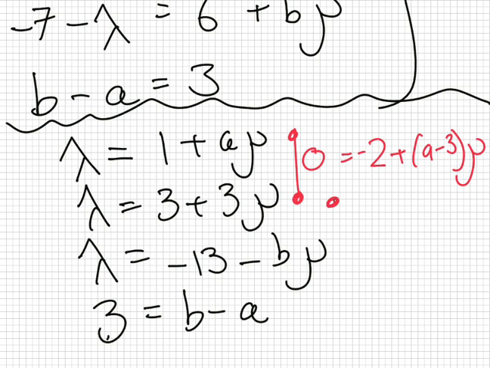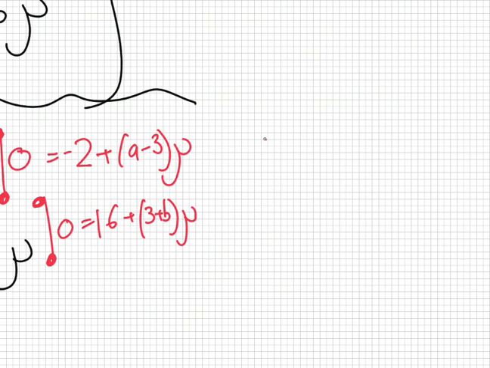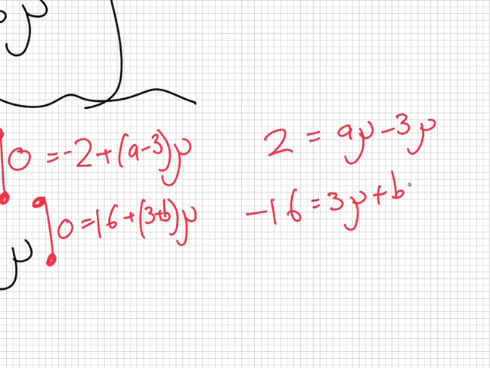Now these two, what do I do? Subtract. Lambda minus lambda, 0. 3 minus minus 13, 16. So 0 equals 16. 3 minus minus b, 3 plus b, mu. Now, I can get A and B from these formulas now, can't I? Yeah. So I will get 2 equals A mu minus 3 mu. And here minus 16 equals 3 mu plus B mu.